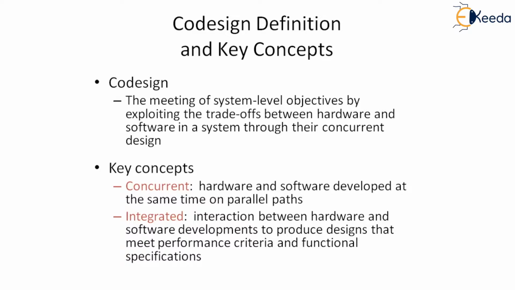That is the interaction between hardware and software development to produce a design that meets performance criteria and functional specification. Okay, so we should take these two points together while designing hardware and software co-design. That is, first they have to be developed at the same time, that is concurrent, and integrated. There should be an interaction between hardware and software development to produce the design.